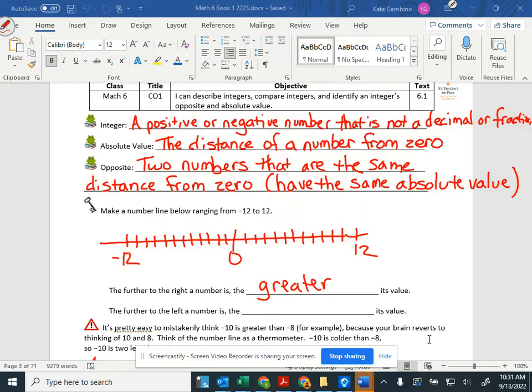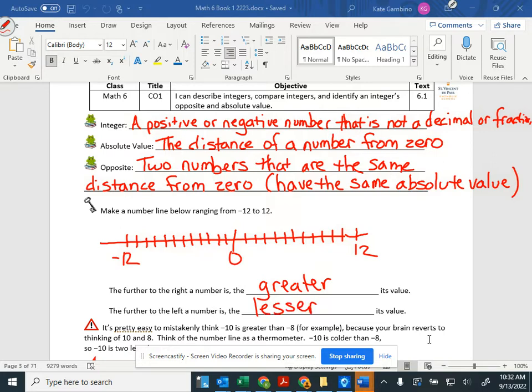Thank you. So the further to the left a number is, what do you think we need to fill in for that? If the further to the right, the greater it gets, the further to the left, what, James? Smaller. The smaller, the lesser the value.